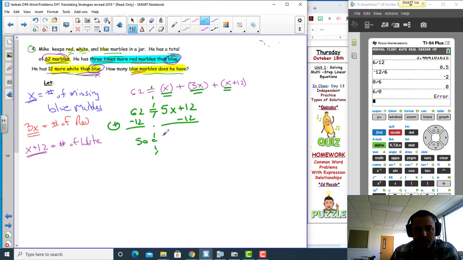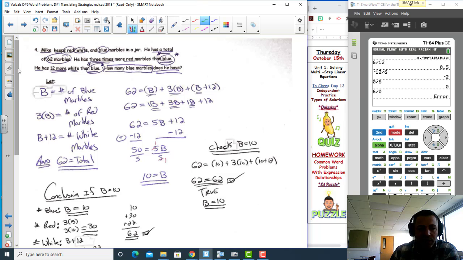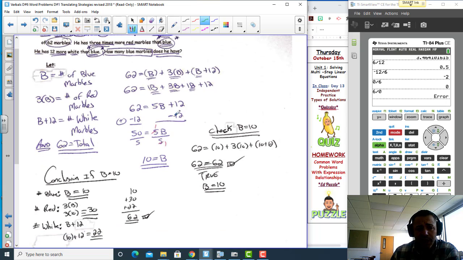We get 50 equals 5x. We could undo multiplication with division, and we could determine that x equals 10. According to what we wrote, that is the number of blue marbles, and we could write a concluding statement that Mike must have 10 blue marbles. In addition to that, it's a good idea to check our work, and see if we did that appropriately.